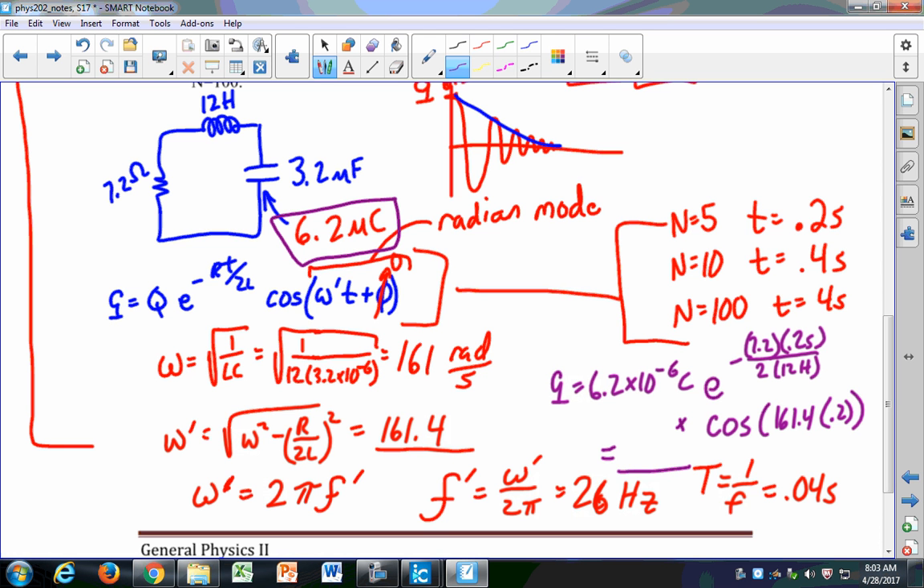Okay? And then if I want to know for 0.4 seconds, I'll plug in 0.4. For 4 seconds, I'll plug in 4 seconds. Okay, folks? This one's probably not a great example, but I would give you a pared down version of this for the test.